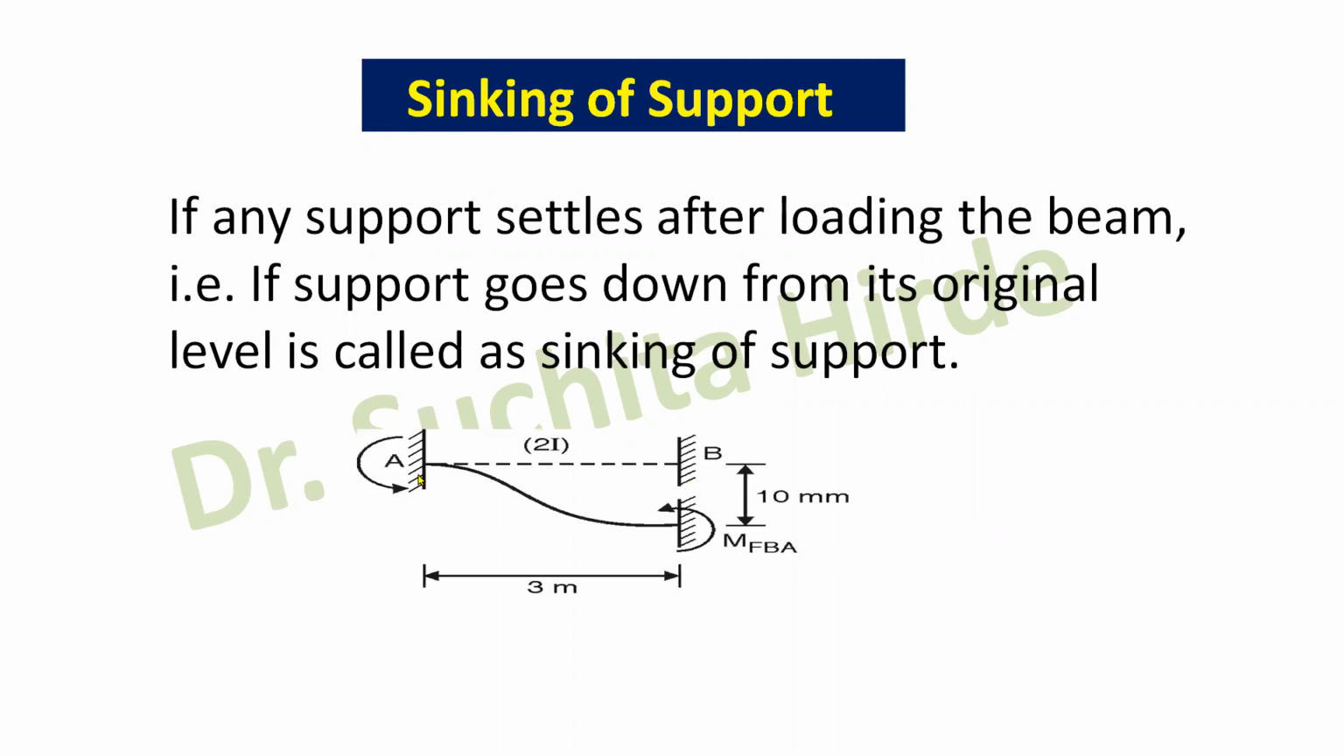For example, consider this a fixed beam. These supports are nothing but two columns, and since columns are rigidly connected to the beam, if column settles, then end of the beam goes down from its original level. So this is called as sinking of support. And due to sinking of support, additional moments are developed at the end of the beam. So we are interested in calculating what are the additional moments due to sinking of support.